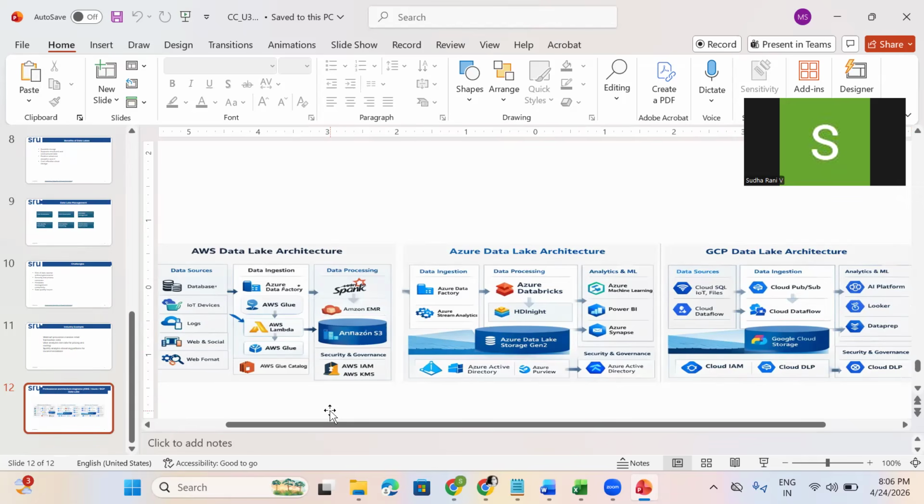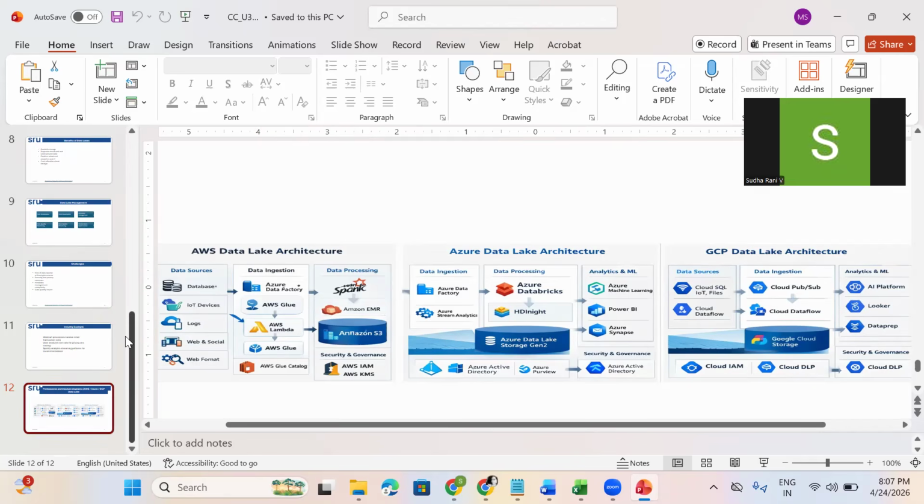So this is the architecture of different cloud platforms: the AWS data lake architecture, Azure data lake architecture, and the GCP data lake architecture. These are the different architectures of different cloud platforms. I hope you all understood today's class.